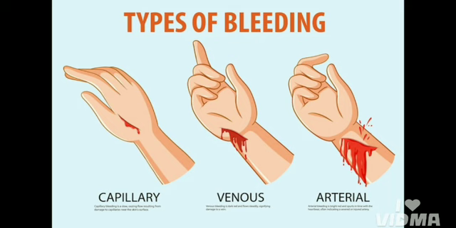Then abrasion. Abrasion means scratched or rubbed. Then contusion. Tissue is damaged and bleeds without breaking the skin. Next one is puncture wound. A deep wound caused by a sharp object like nails or a knife. Then gunshot wound.